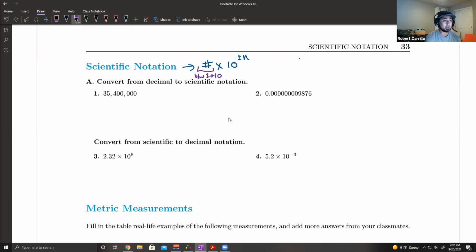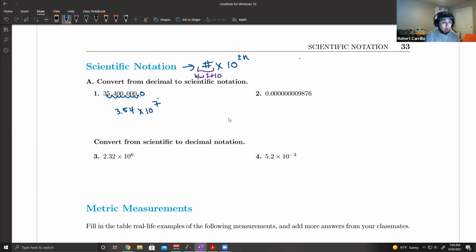Number 1 says convert 35,400,000 to scientific notation. We're going to put a decimal at the end of this number, and move the decimal to the left until I get a number between 1 and 10. That's 1, 2, 3, 4, 5, 6, and 7 spaces. So when I convert 35,400,000 to scientific notation, it becomes 3.54 times 10, and since we moved this decimal 7 places, it's times 10 to the 7th power.